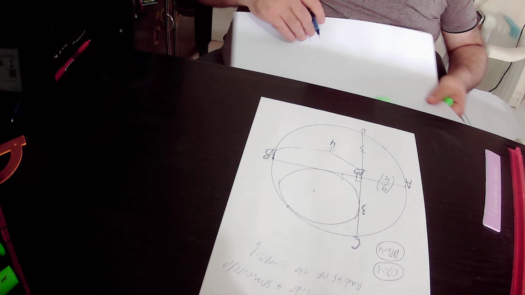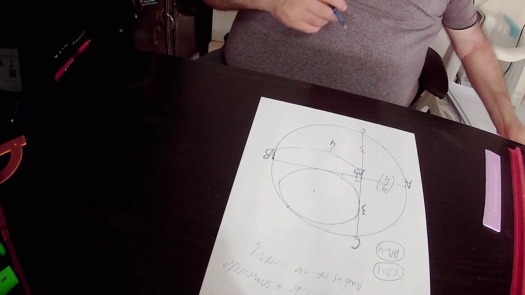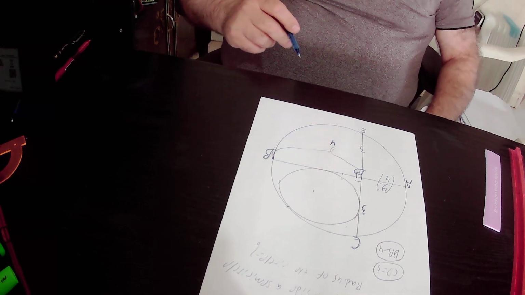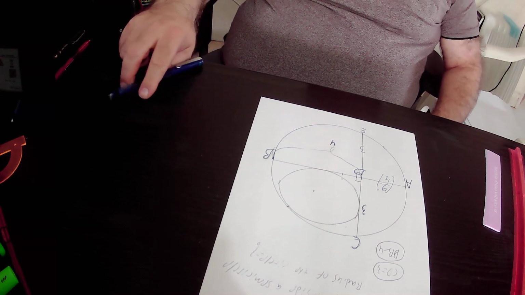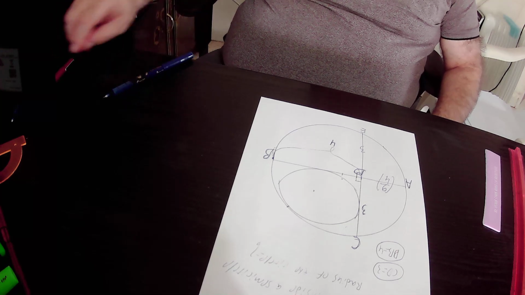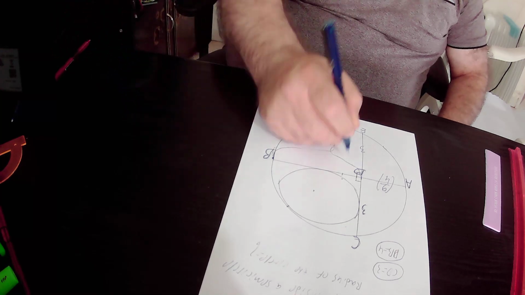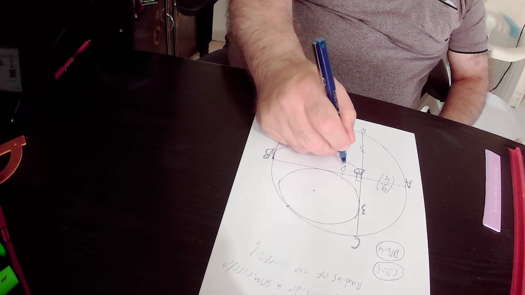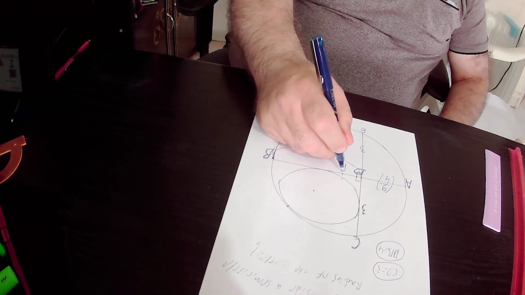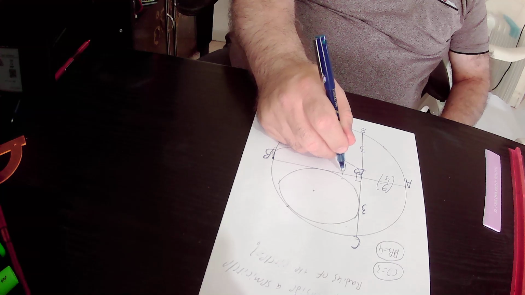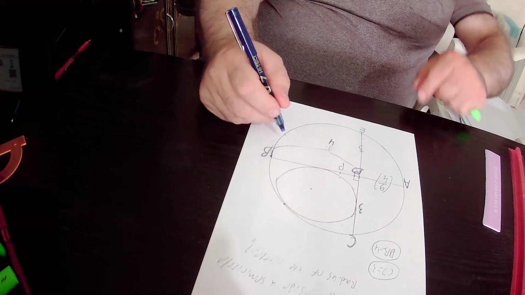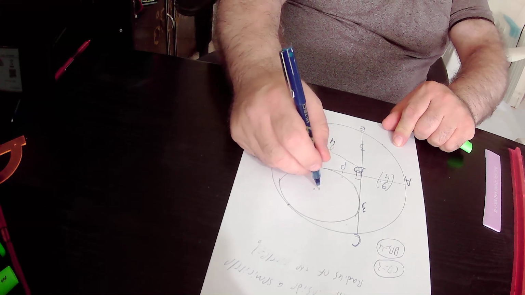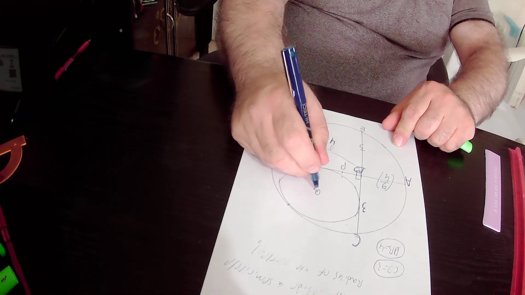In the next step, we will define the center of the big circle. This is the center of the big circle. So the center of the big circle is at point P, and we will define the center of the small circle as point Q. Okay?